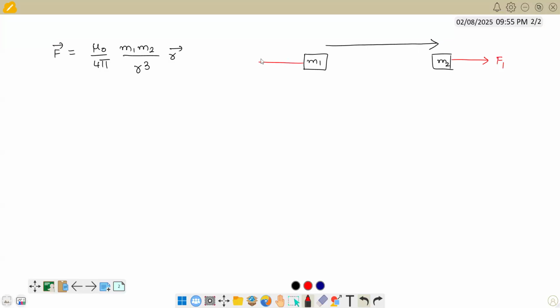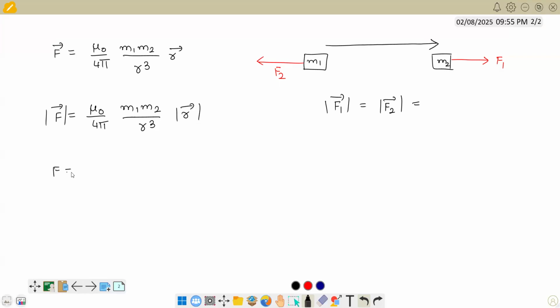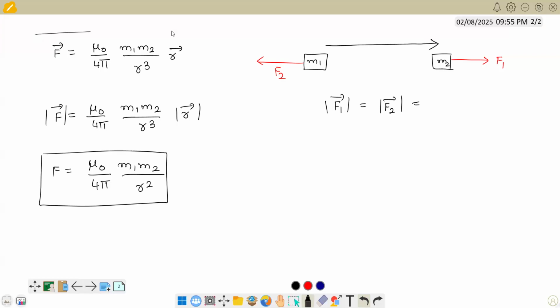This one also would apply the force in this direction, F2. Magnitude wise, both would be same. F1 magnitude would be equal to F2 magnitude, and magnitude wise, this force would become mu naught by 4 pi M1 M2 by R cube into magnitude of R bar. So magnitude of R bar is nothing but R. So the magnitude of this force is mu naught by 4 pi M1 M2 divided by R cube into R. R cube into R would become R square. So this is one important conclusion. This is the vector conclusion. And one more important thing is that these two forces have equal magnitude.